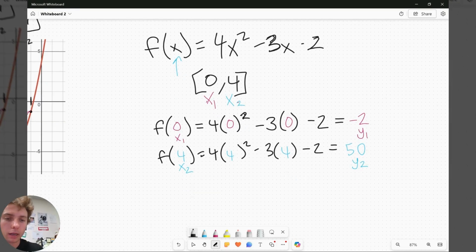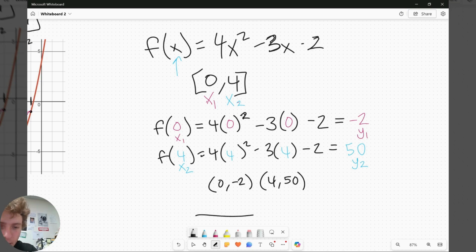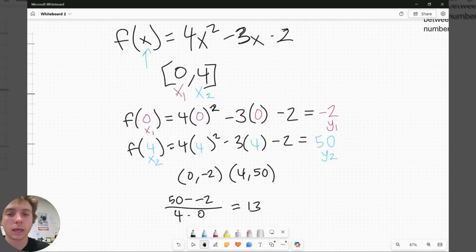I know that one of my coordinates is 0, negative 2, and another coordinate is 4, 50, right? If you need to write those coordinates out, feel free to do so. And now just find your slope. Take y2 minus y1 over x2 minus x1 and get your final value of 13. Our graph goes up 13 units for every 1 unit that it goes over.